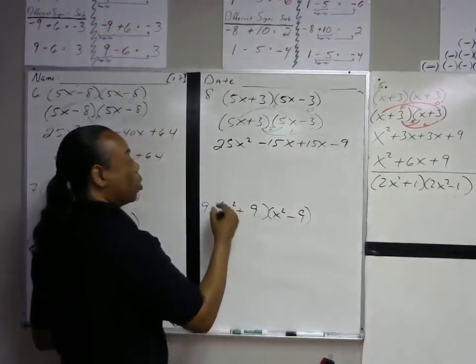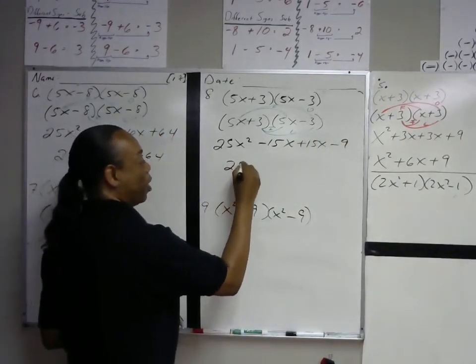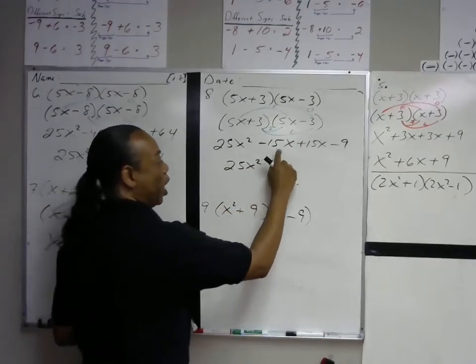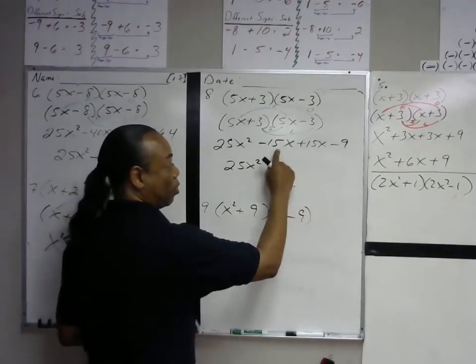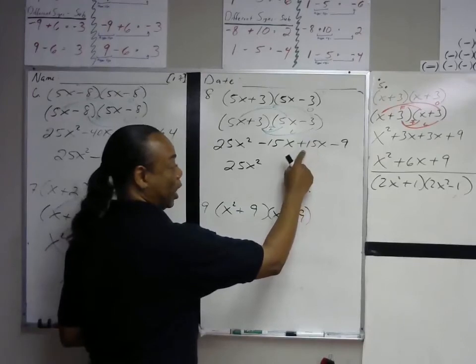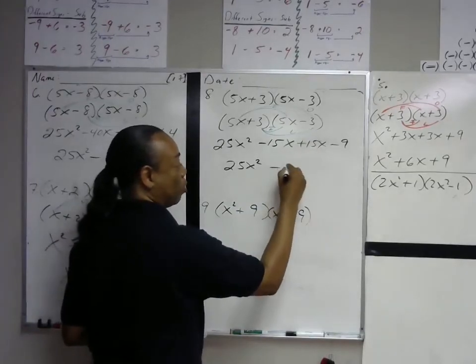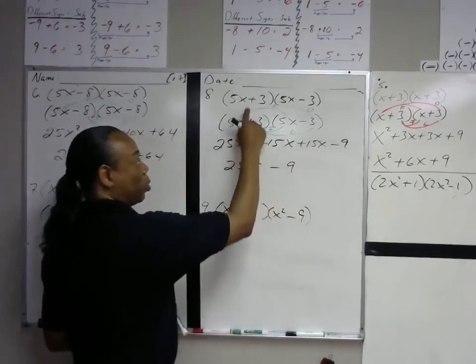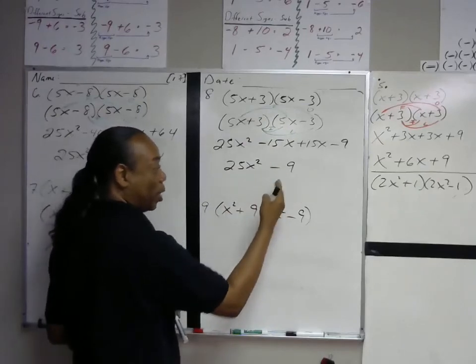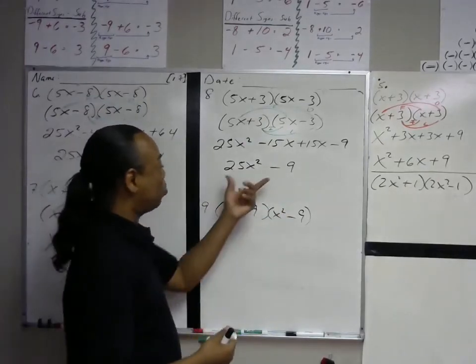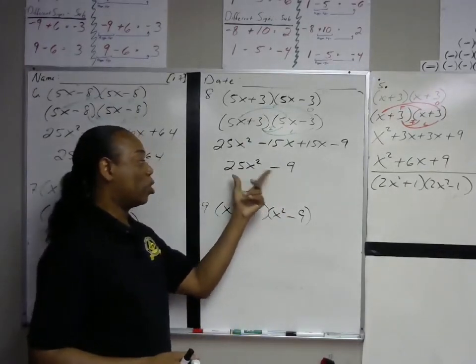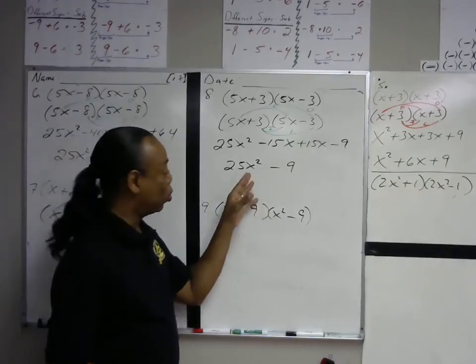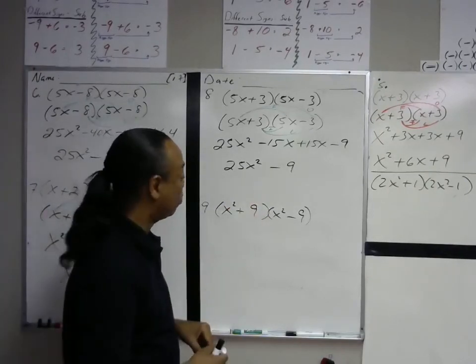Okay. So when we collect like terms, we'll get the 25x squared here, but the x's will cancel. I have a negative 15x, positive 15x, that cancels, and we're left with just a negative 9. So we multiplied binomials and actually got a binomial. Now, this particular binomial actually has a name to it. It's called the difference of two squares. We'll talk about that a little deeper later on.